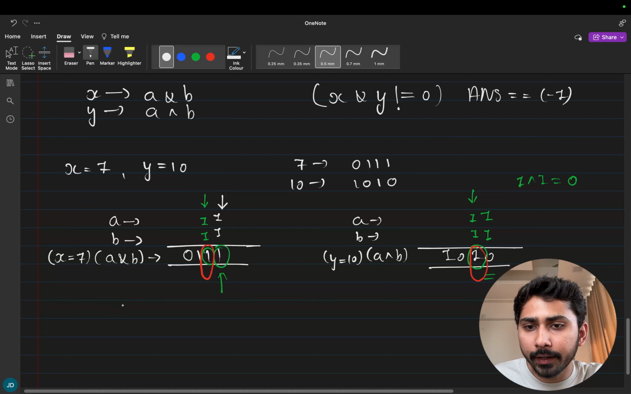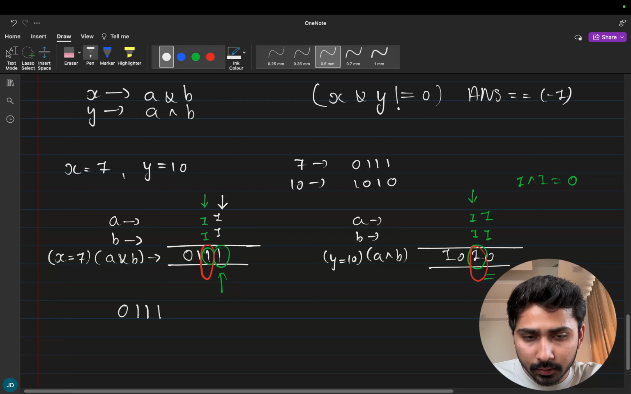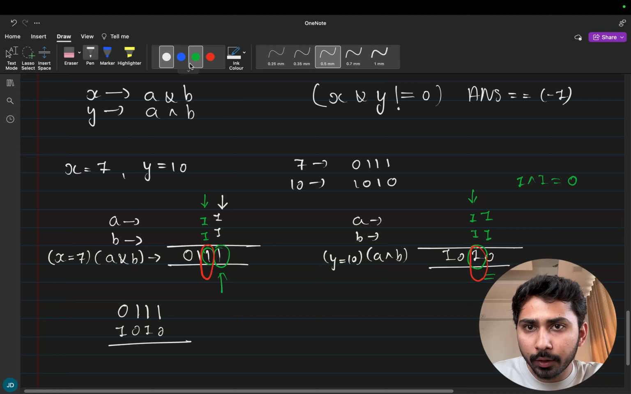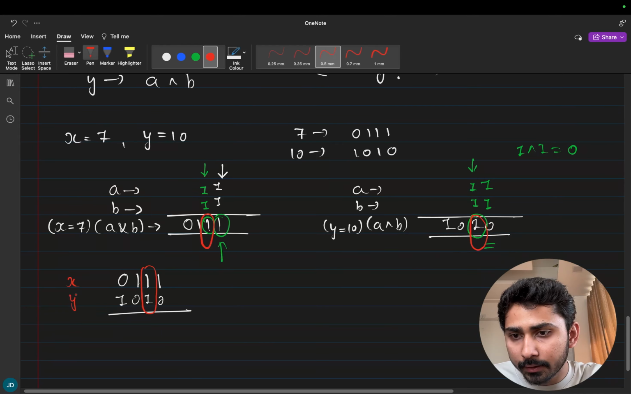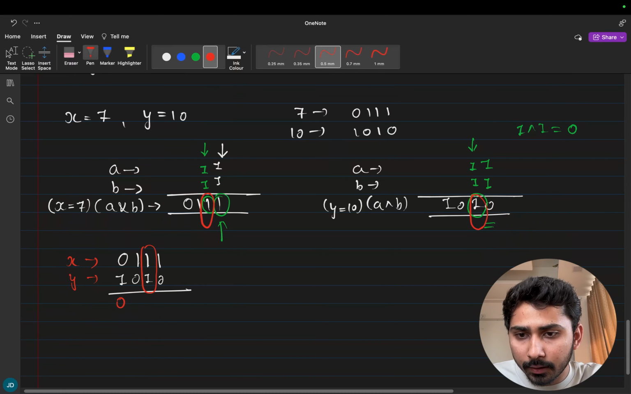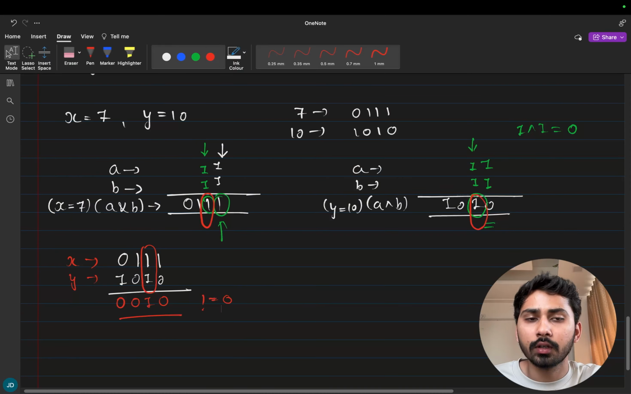As we can see in 7 and 10. So 7 is 0, 1, 1 and 10 is 1, 0, 1, 0. So here you can see there is an overlapping set bit in X and Y, and that's the reason we are getting the result as non-zero. It is not equal to 0.